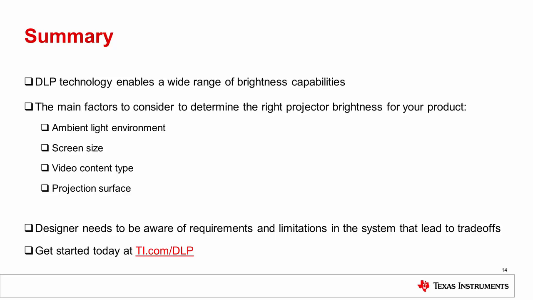In summary, DLP technology enables a wide range of projector brightness levels from 30 to 60,000 lumens, which can be used to design products for a variety of end applications, such as classic projectors, near-eye display, laser TV, and many more. The main factors designers need to consider early on in their design for the projector brightness and for a specific end application are the ambient light level, screen size, video content type, and the projection surface of their application. Designers also need to be aware of the limitations in the system, which will lead to some trade-offs in their design.